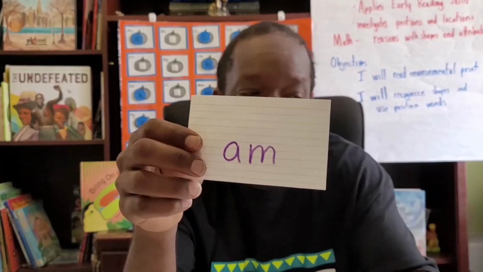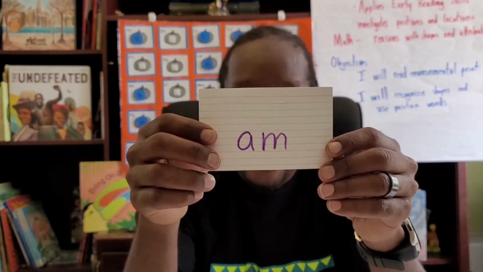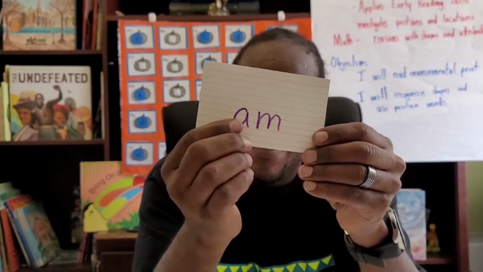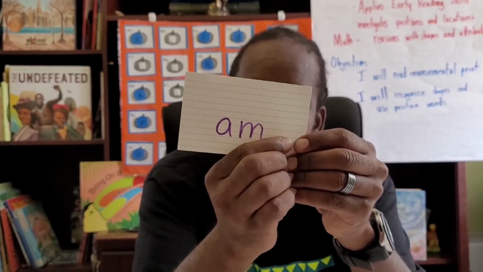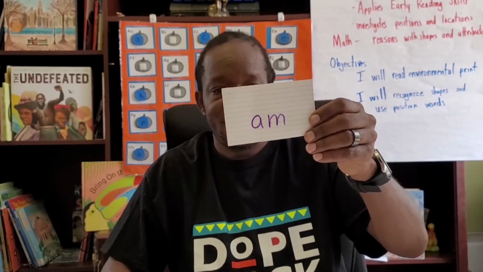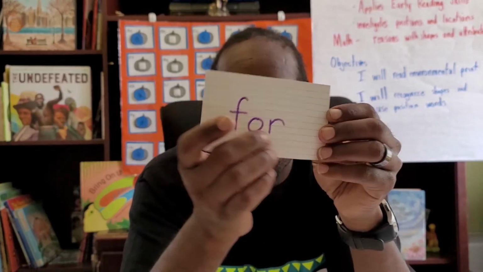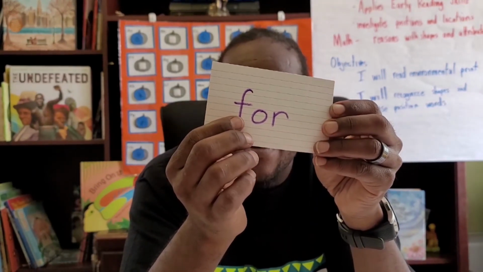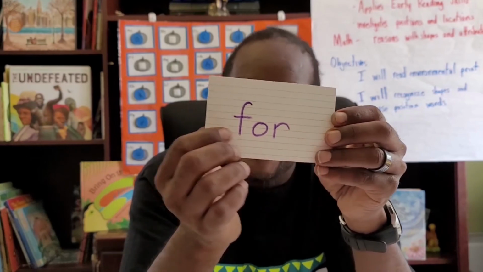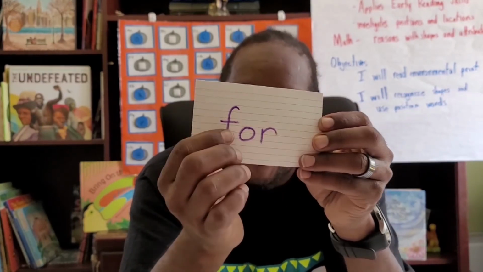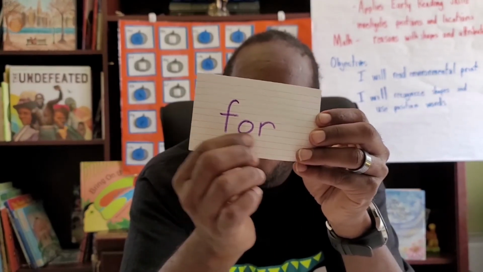What word is this? Am. Am. A-M. Am. I am happy you are watching. And what word is this? For. For. Let's spell for. For. F-O-R. For. Thank you very much, Jace, for helping me out with those words. And that's all we have time for today.